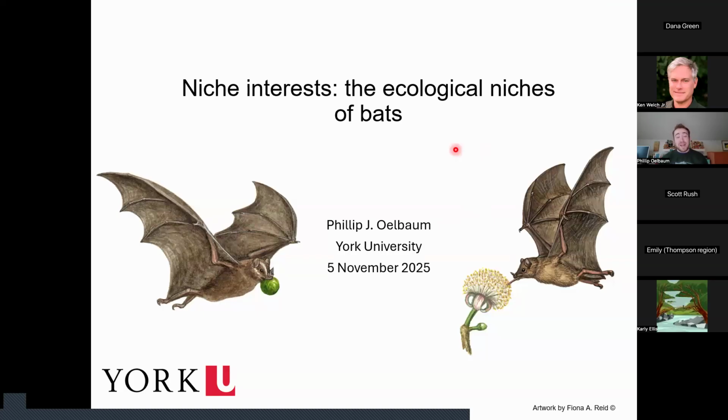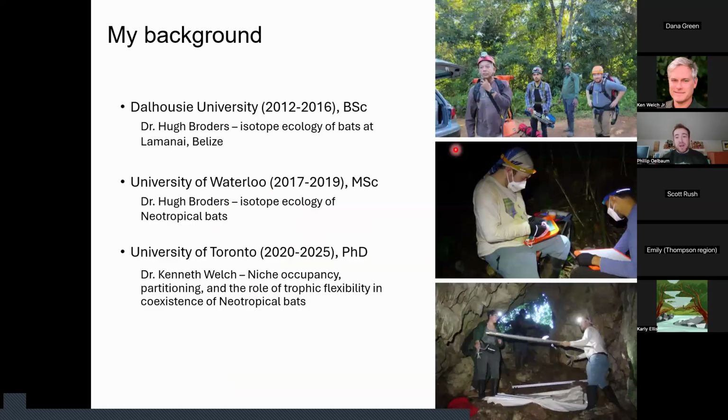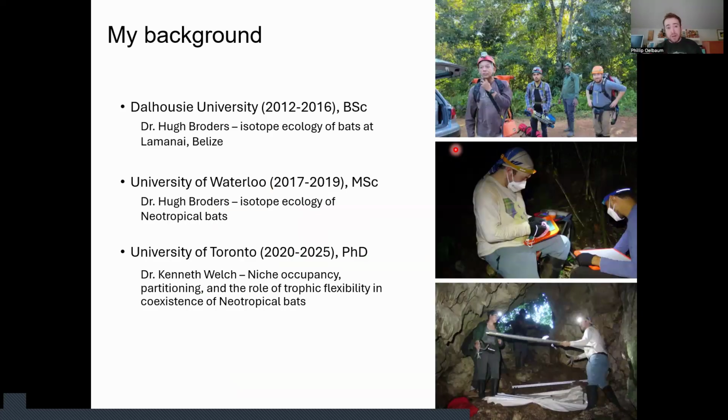And yeah, today I'm talking about the ecological niches of bats. A bit about my background. I've been working with bats for a little over 10 years now. I started in my undergrad doing an honors thesis project looking at isotope ecology of one community of bats from northern Belize. And then I carried that on to the University of Waterloo, where I did my master's, also with Dr. Hugh Broaders, broadening out to the isotope ecology of neotropical bats, looking at niche partitioning, and how these animals interact with each other in their environment.